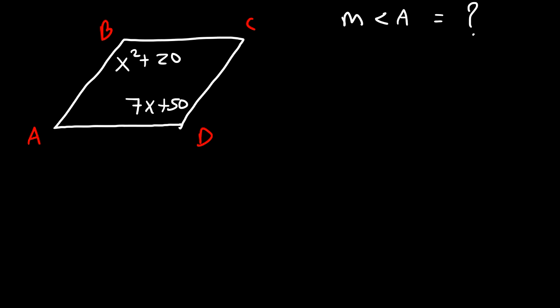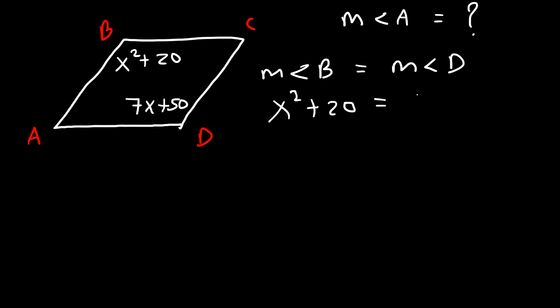So, one rule that you need to remember for parallelograms is that opposite angles are congruent. So this means that angle B is equal to angle D. So B is x squared plus 20, and D is 7x plus 50. So let's go ahead and calculate the value of x. So how should we do this?